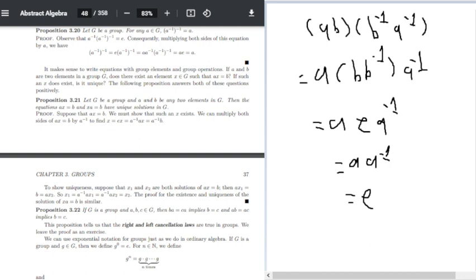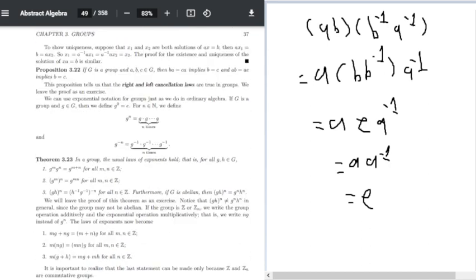Proof. Suppose that AX equals B. We must show that such an X exists. We can multiply both sides of the equation AX equals B by A to the negative 1 to find X equals EX equals A to the negative 1 AX equals A to the negative 1 B. To show uniqueness, suppose that X1 and X2 are both solutions of AX equals B. Then AX1 equals B equals AX2. So X1 equals A to the negative 1 AX1 equals A to the negative 1 AX2 equals X2. The proof for the existence and uniqueness of the solution of XA equals B is similar.